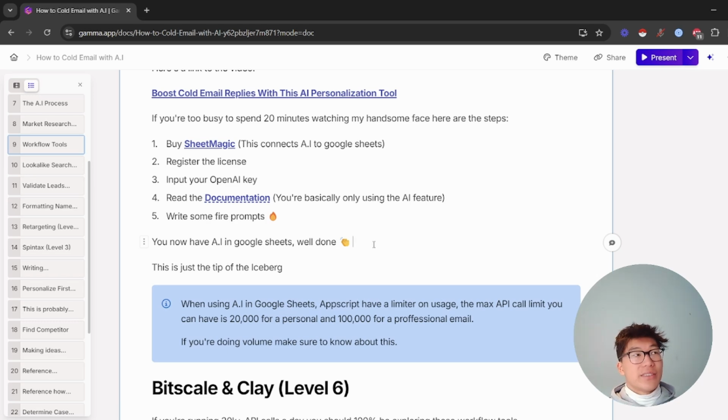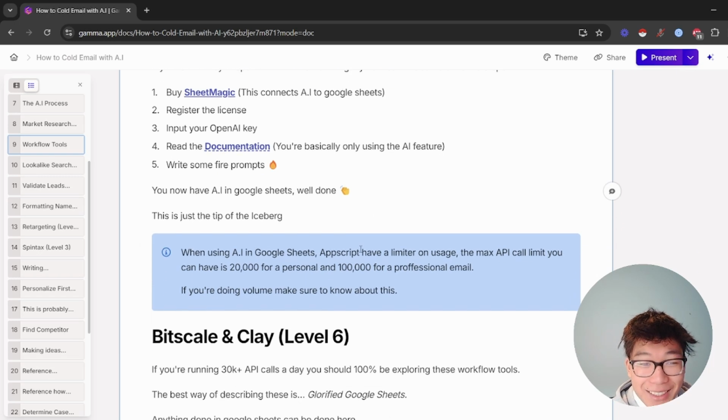Apart from cold emails in general, this is one of those things you can definitely use in your day-to-day life. So this is just the tip of the iceberg, and I'll be going through the rest in a second.